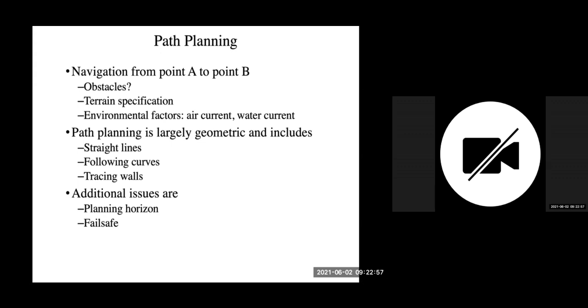Some other issues when we do the planning are the planning horizon, like how much time we are planning ahead. Long-term planning may be different from short-term planning. Finally, there is fail-safe, including, for example, low batteries and sensor failure. What would happen in terms of planning if there's something wrong with the sensor? What would we do?